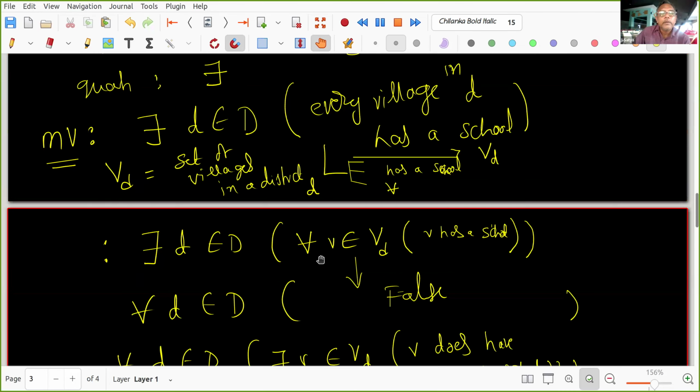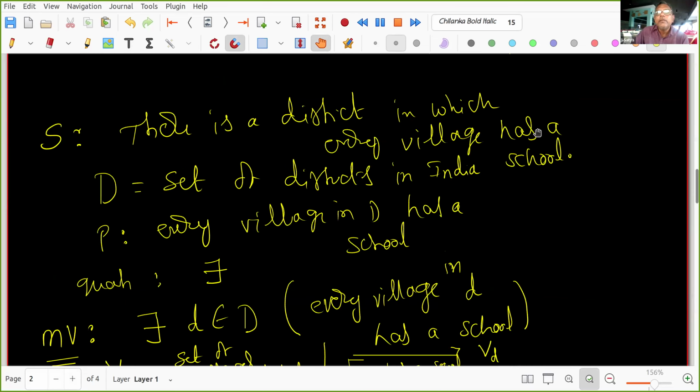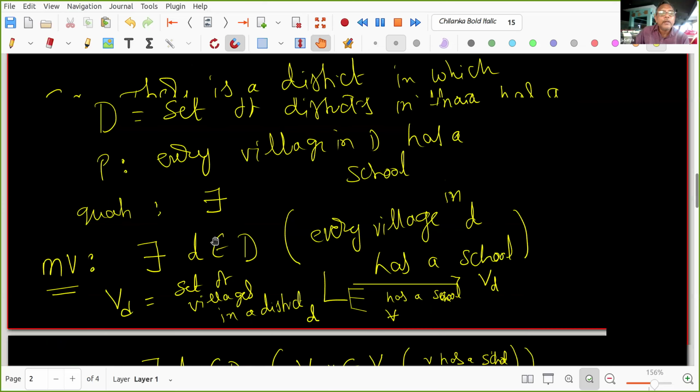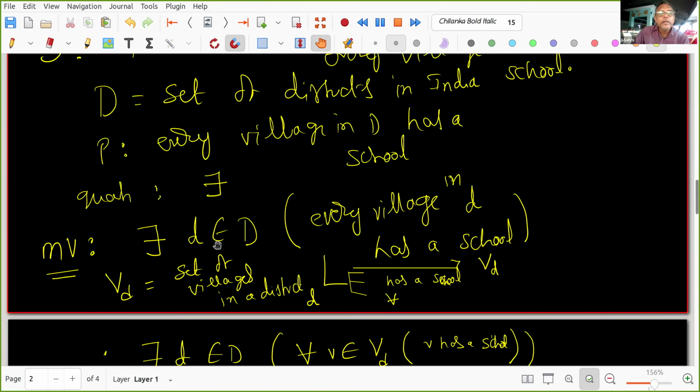Okay, this part, right? Every village V in VD has a school, right? This part you not understand. Okay. So what is the statement here? There is a district in which every village has a school. Okay, that is the thing. There is a district. So first we started with there exists a D in D. So every village in D has a school. Okay, that part I hope you are clear, right?